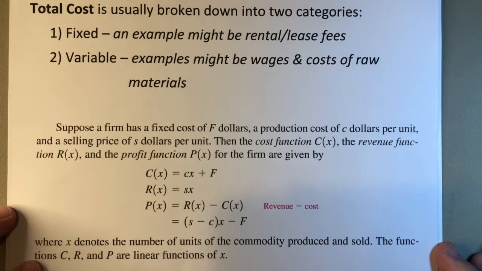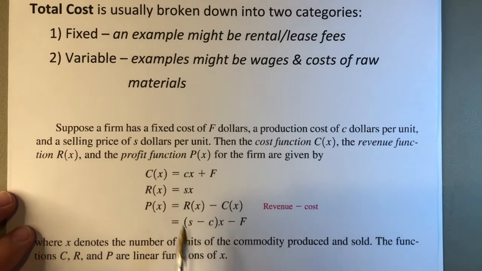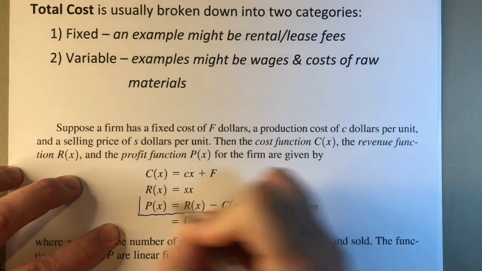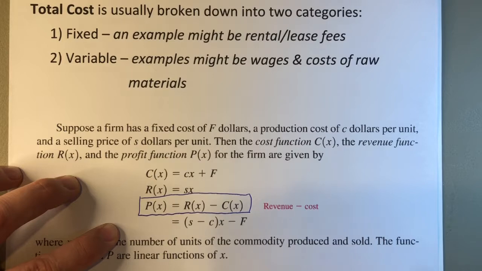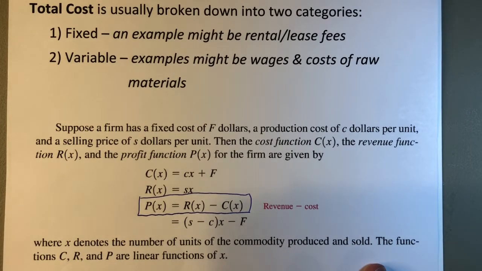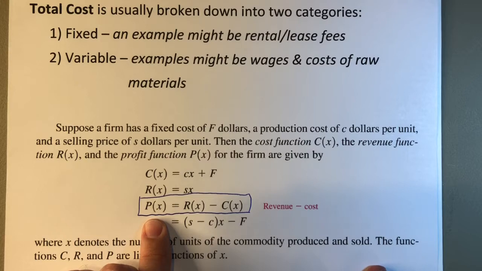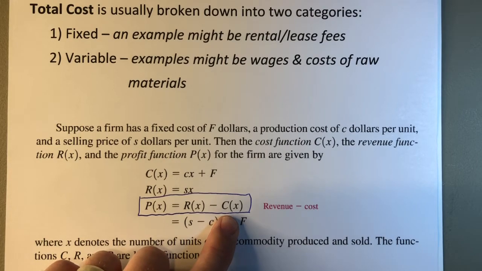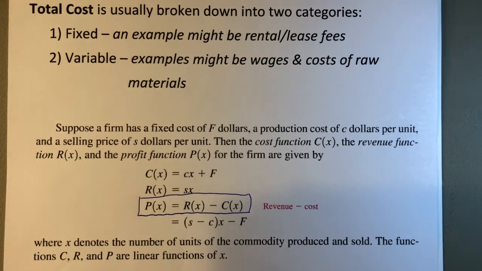What you really want to get out of this, to highlight the most important part of this page, is right here. You have to know that profit is equal to revenue minus cost, period. Profit, how much money you actually have at the end of the day at your company, is equal to revenue, that's money coming into the company, minus cost. Cost is money going out of the company.